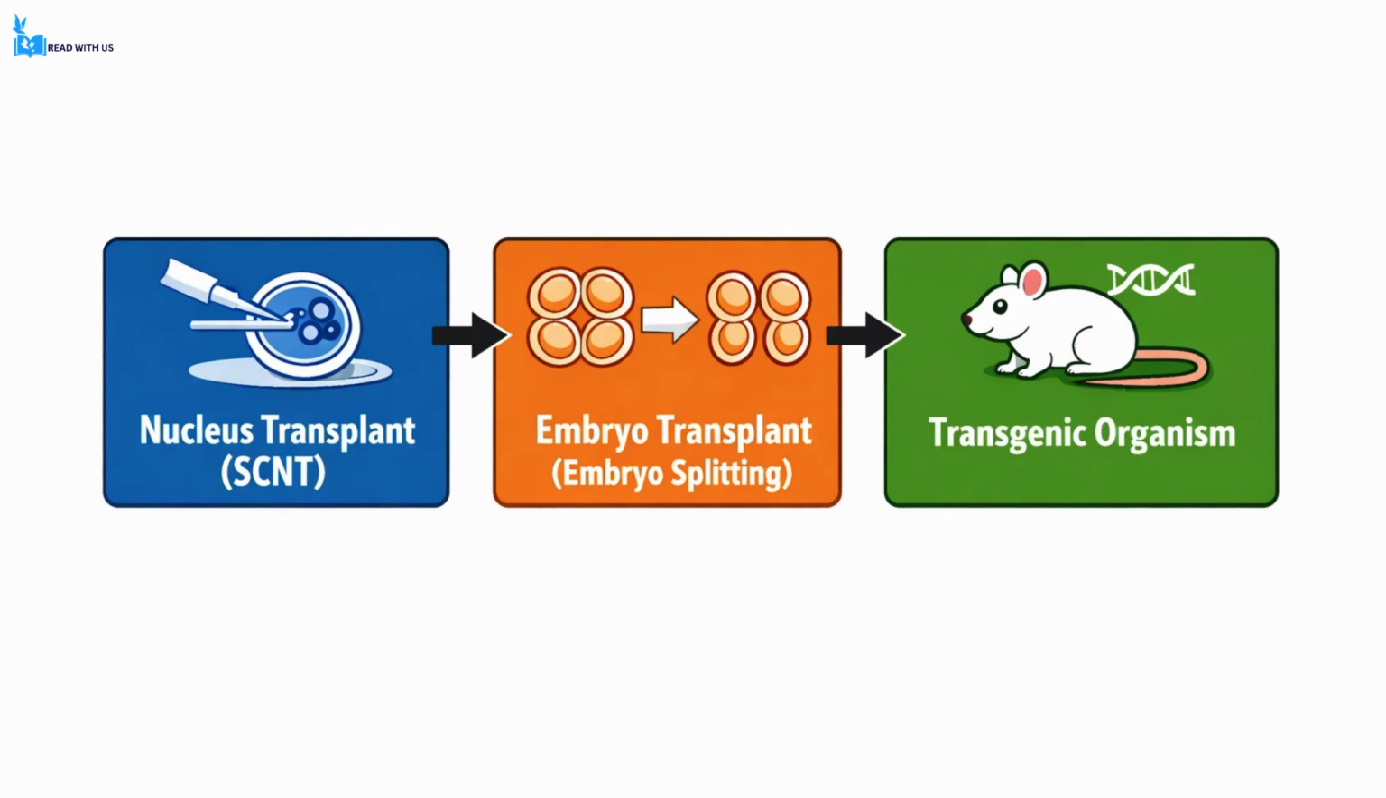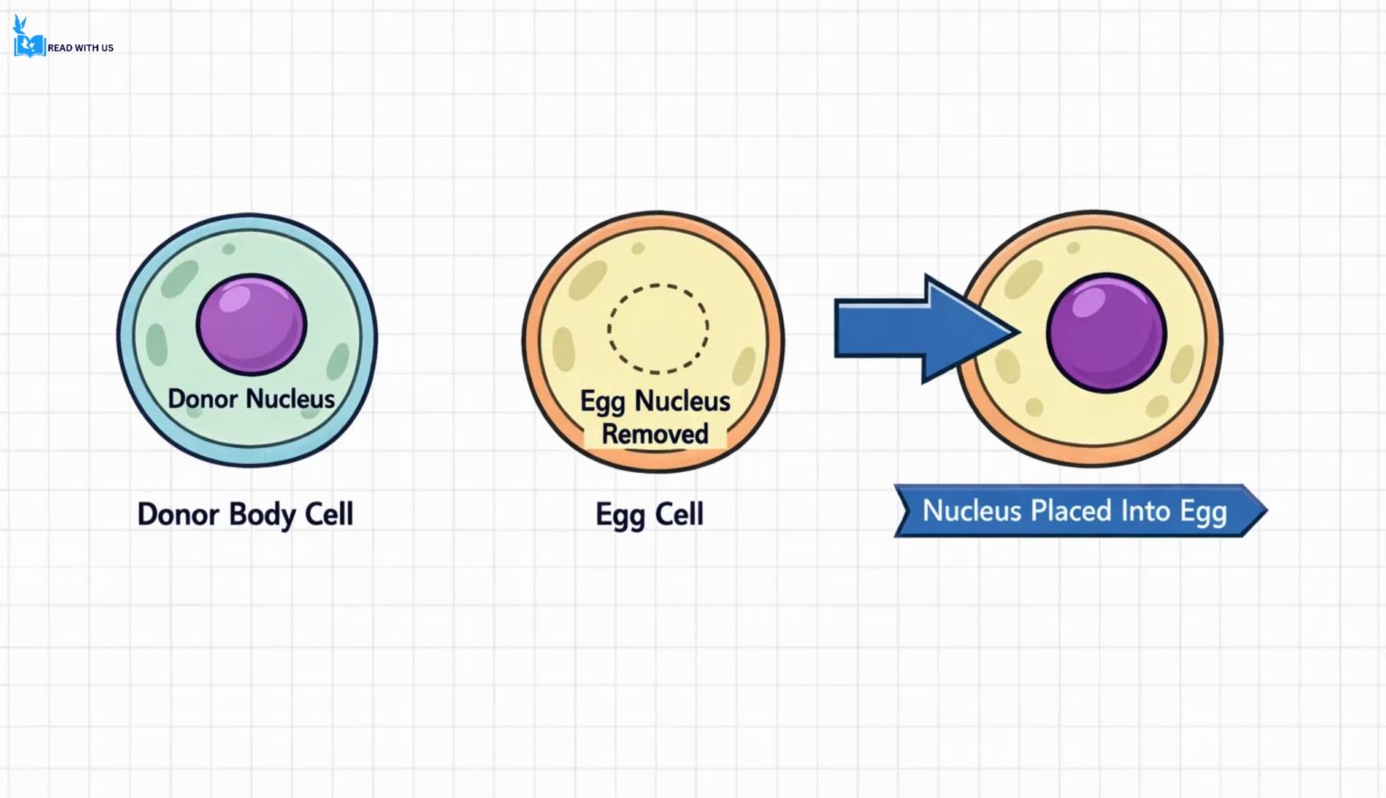This lesson outlines cloning an animal by transplanting a cell nucleus, cloning an animal by transplanting embryos, and the meaning of a transgenic organism. Cloning by somatic cell nuclear transfer involves placing the nucleus from a donor body cell into an unfertilized egg after the egg's own nucleus has been removed.